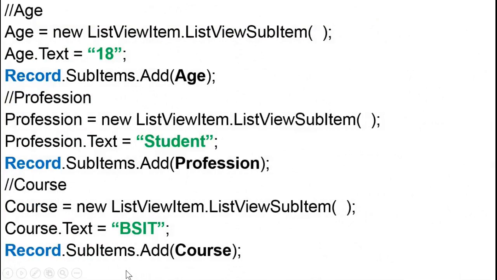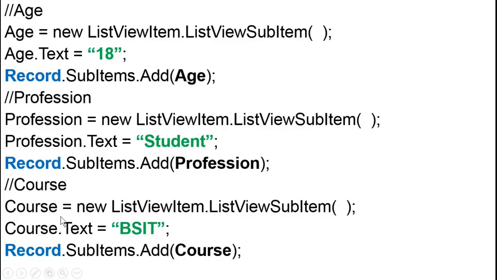The continuation. I instantiated the object name age and placed the age value 18. I added the object age as a sub-item to the object record. Next, I instantiated the object name profession and placed the profession value student. I added the object profession as a sub-item to the object record.